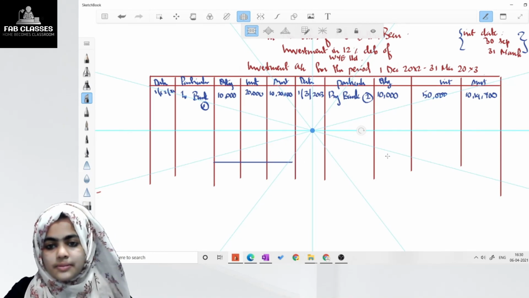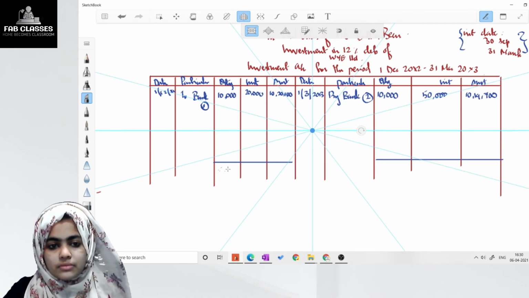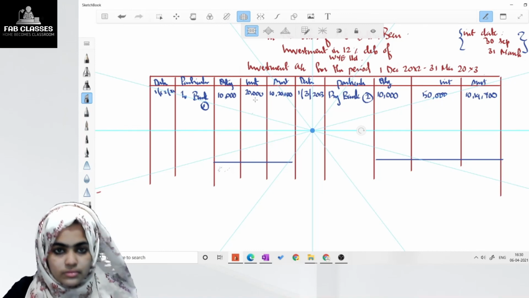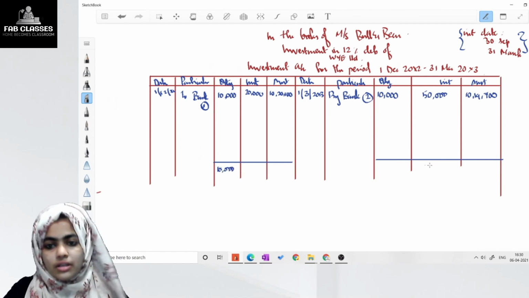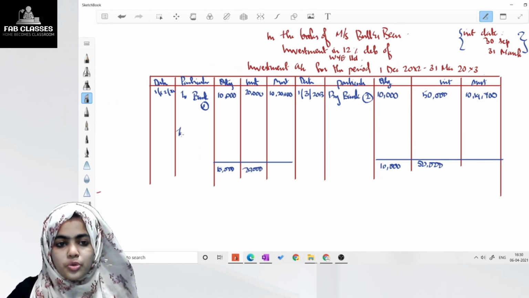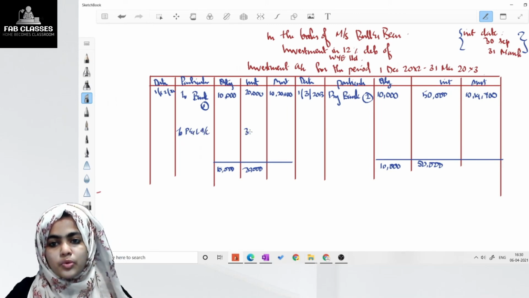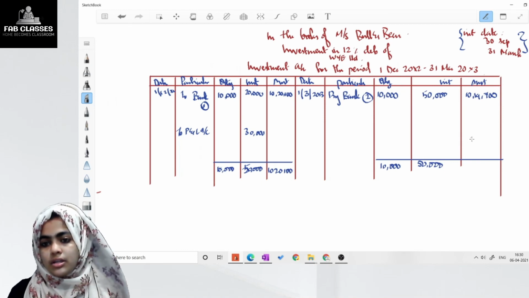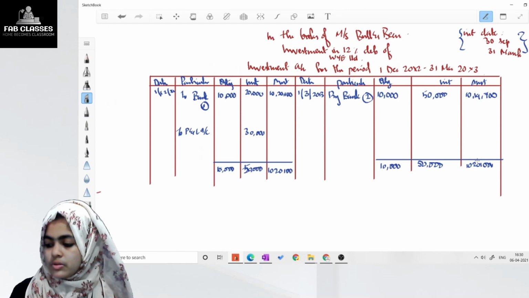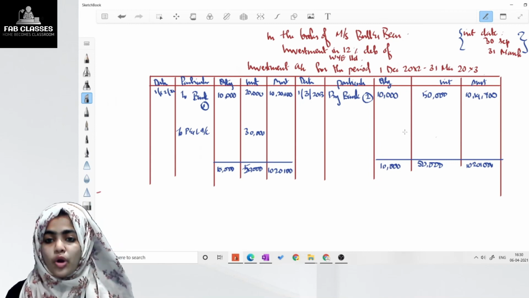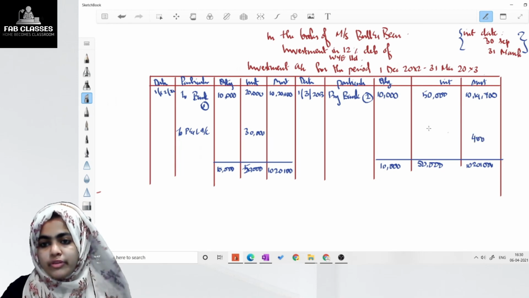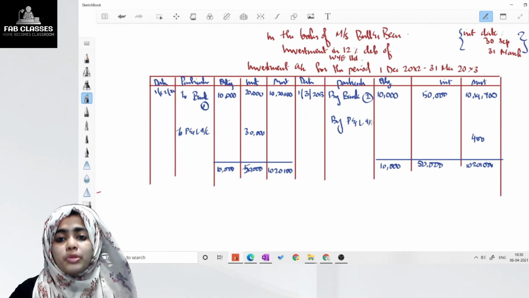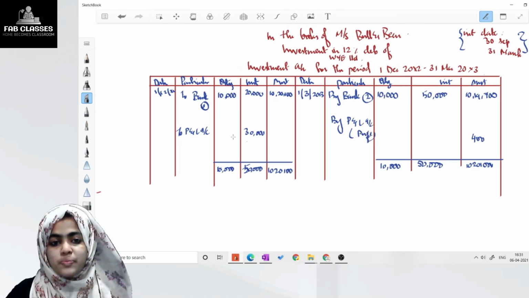So now let's balance. 10,000, 10,000, 10,000, 50,000, 20,000. The remaining interest will go to the P&L account. Then 50,000, 30,000, and here 10 lakh, 20,000, 100, 10 lakh. Here is the balancing figure. 400 is the profit which we are going to receive from the sale of investment, and that also will go to the P&L account as profit. And this is an expense which will go to the P&L.